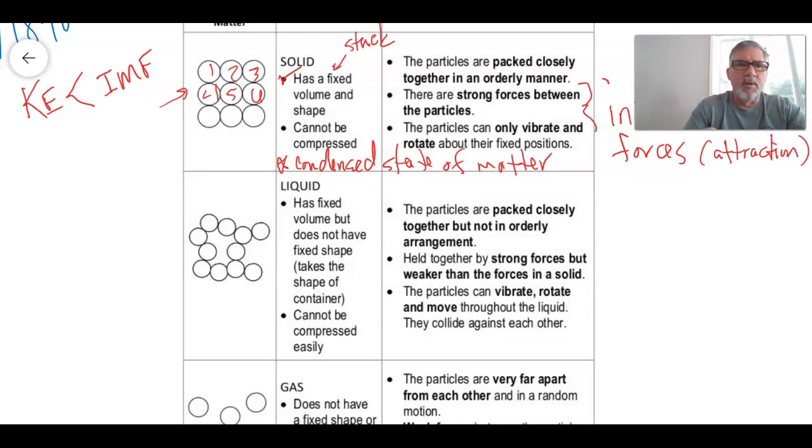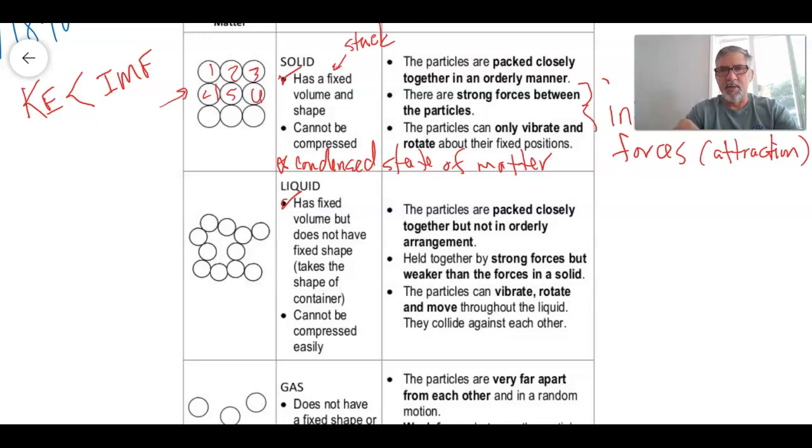Okay. All right. So kinetic energy is less. If kinetic energy was more, the molecules would move apart. So liquid has a fixed volume, but no fixed shape. We can measure a liquid. We can pour it in a graduated cylinder, and I can tell by the level how much volume it has, but it doesn't have a fixed shape.